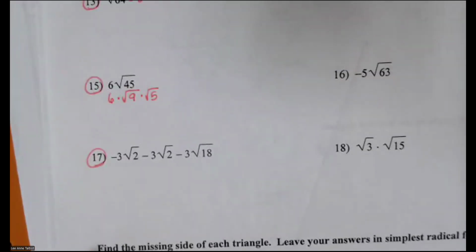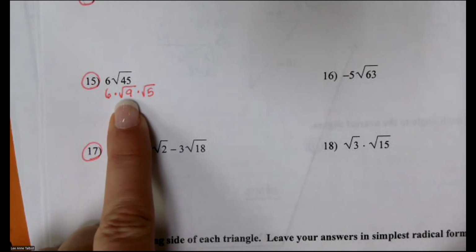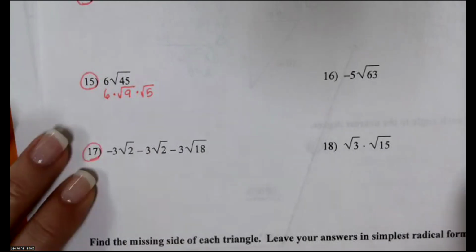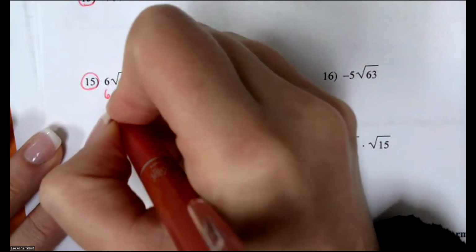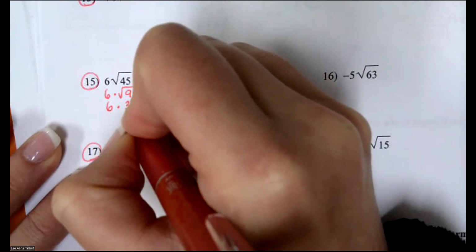Some of us were talking about that the other day. I can't remember who, but some of us were talking about where to put that. And I put the perfect one in the front because it's going to multiply with the 6. So this is 6 times 3 times the square root of 5, which is 18 square root 5.